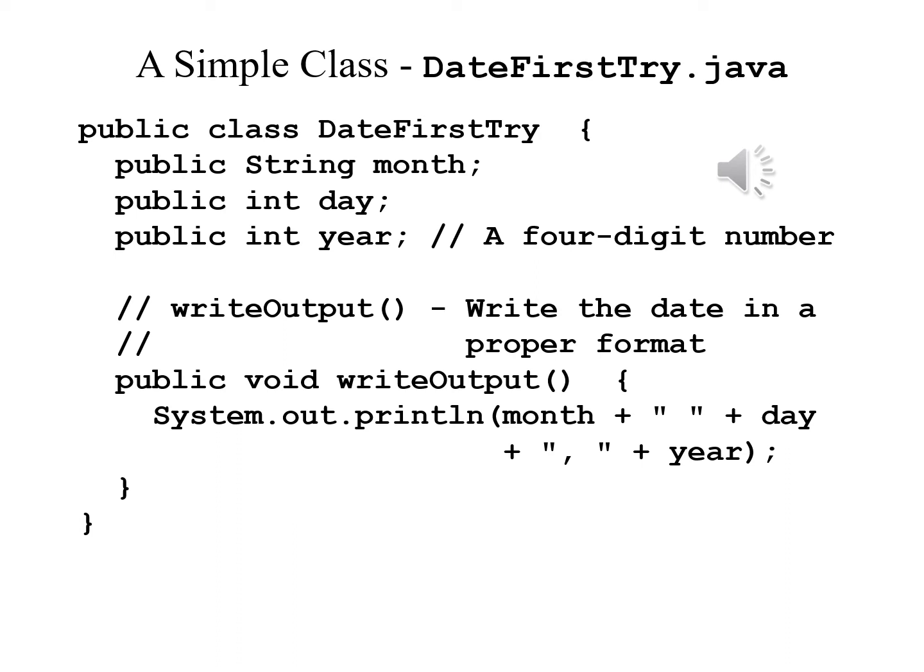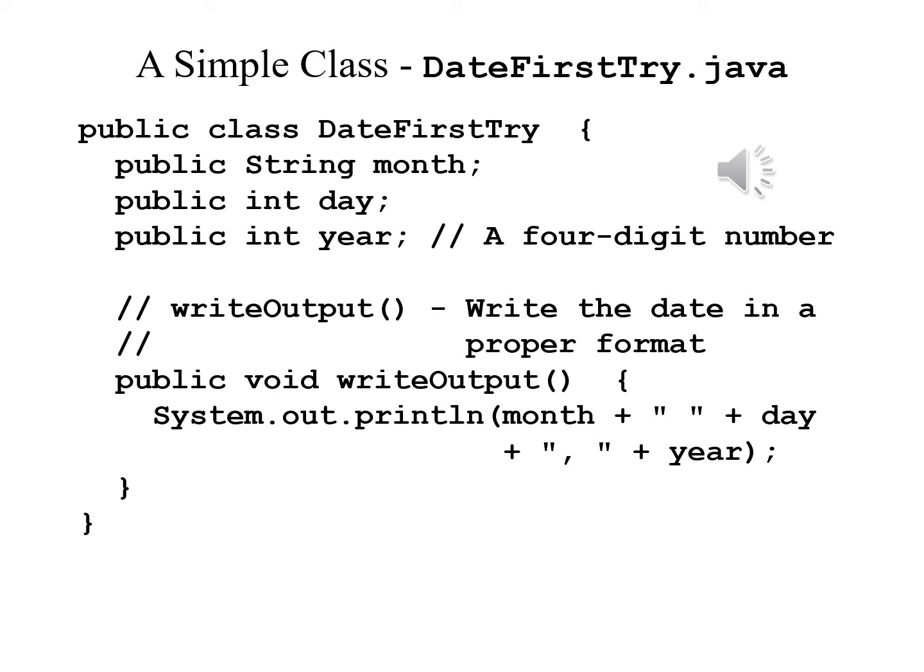Now we have public void writeOutput, open close parenthesis, open brace, System.out.println, open parenthesis, month plus a blank in quotes, plus day, plus a comma and a blank in quotes, plus year, close parenthesis, semicolon. We will now close the method with a close brace, and we'll close the class with a close brace.